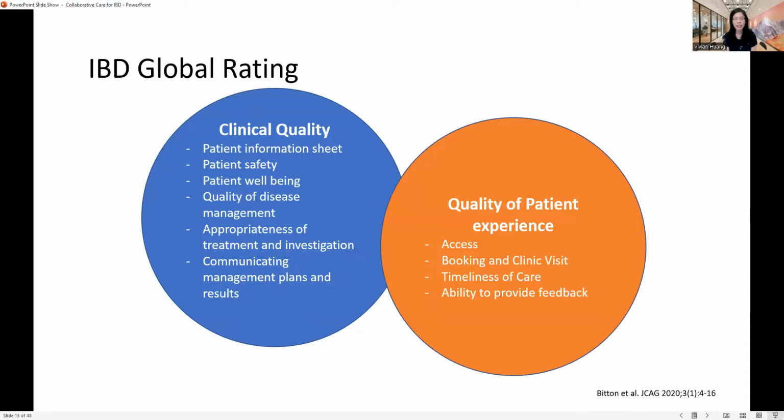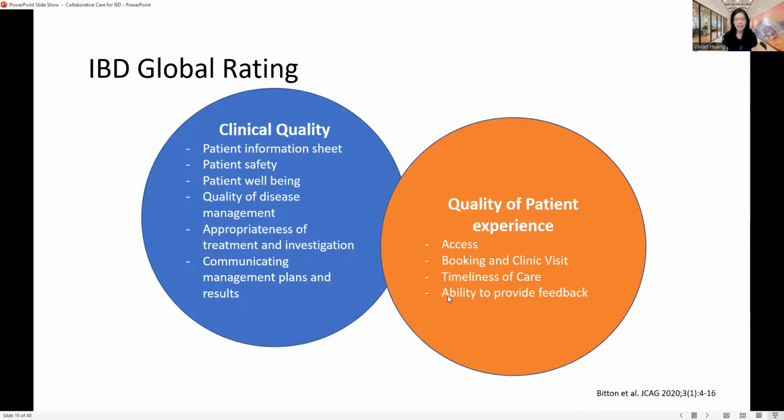So in Canada, we have something similar. It's the IBD Global Rating initiated by the CAG and CCC. And the 2 dimensions that are suggested for the Canadian system are clinical quality and quality of patient experience. So for clinical quality, a lot of the initiatives that they are recommending are patient information and education sheets, always making sure of patient safety and well-being, quality of disease management, appropriateness of treatment and investigation, and then communicating back to the patient those management plans and results. And then the patient experience that was felt to be important was access to their clinical team, booking and easy access to clinic visits, timeliness of care, and ability to provide feedback.